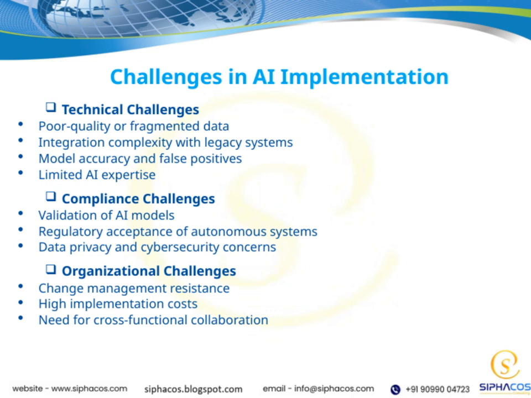Moving on to compliance challenges, validating AI models to ensure they perform reliably and ethically is essential, but it can be quite complicated. Gaining regulatory acceptance, especially for autonomous systems, adds another layer of complexity. Plus, concerns around data privacy and cybersecurity are more prominent than ever, and addressing these is crucial to build trust and ensure secure deployment. Finally, organizational challenges can't be overlooked. Resistance to change is common within teams, and high implementation costs can be a barrier for many organizations.